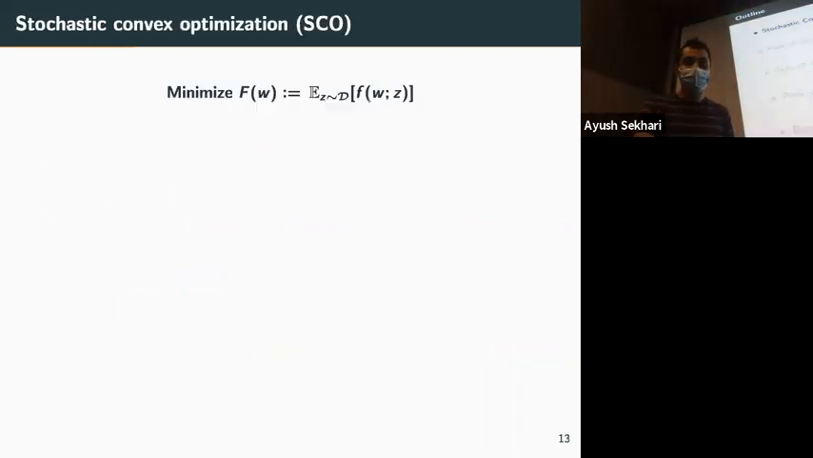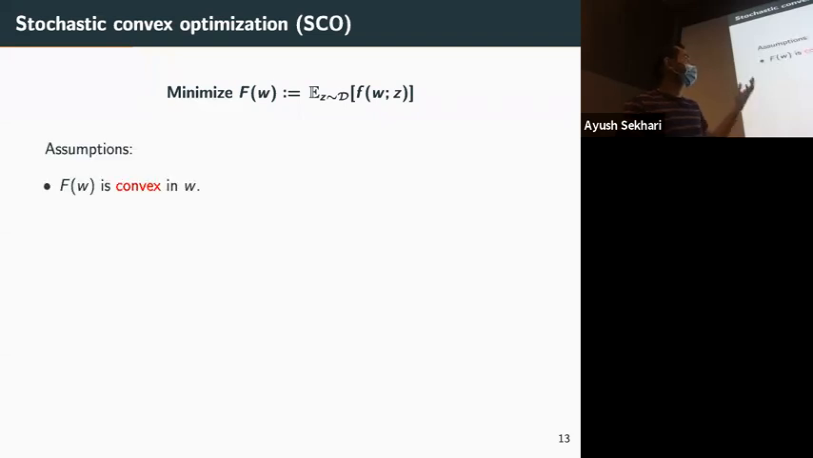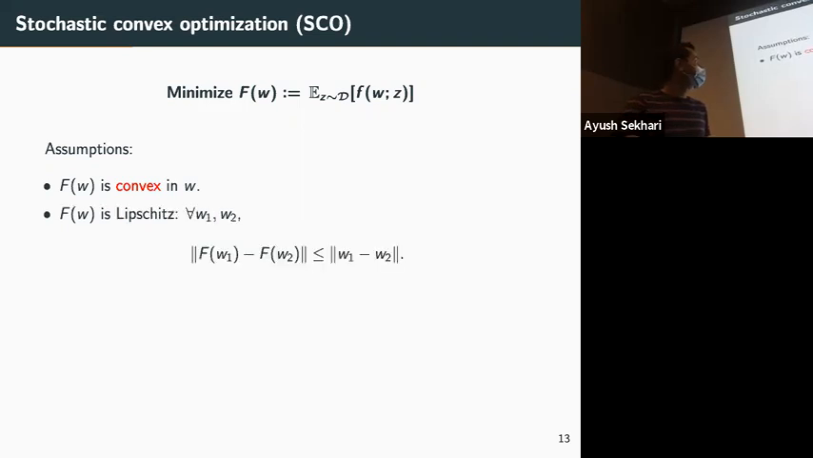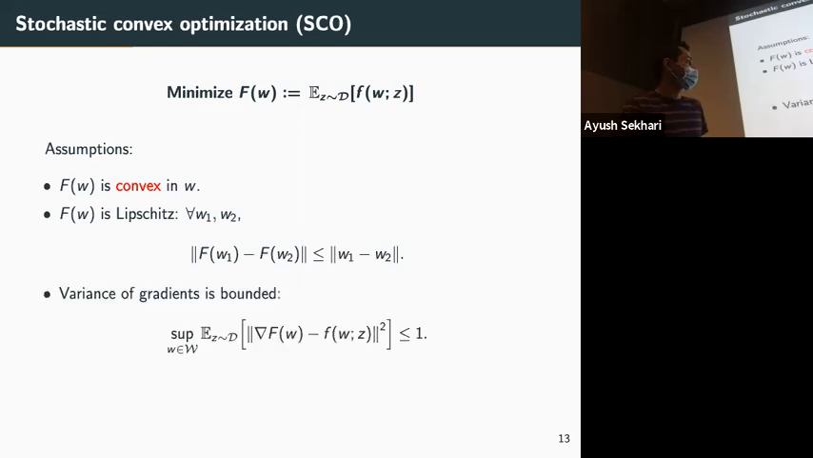Okay. So in stochastic convex optimization problem, our goal is to minimize an unknown test loss using samples, where the test loss is a convex function in the parameter that we're optimizing. In addition to this, we also have some other structural assumptions like the test loss is Lipschitz, and the variance of the gradients is bounded. These assumptions typically hold in most of the applications where SCO problems arise.